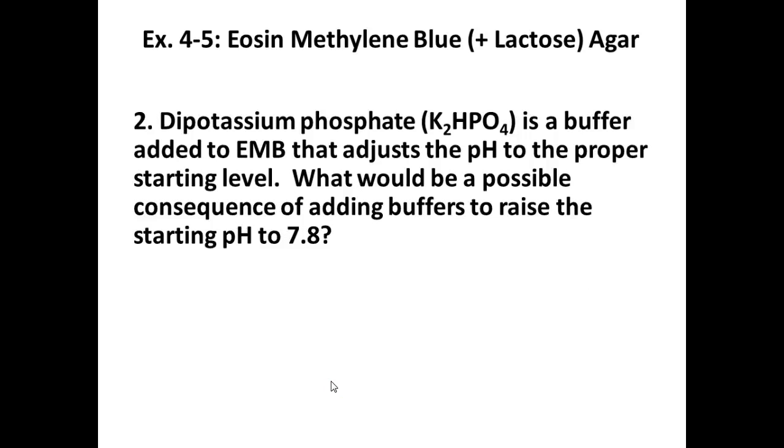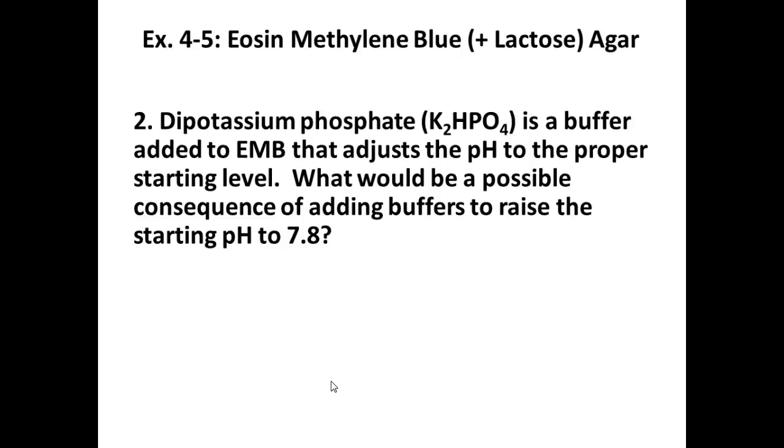Dipotassium phosphate is a buffer that's added to the EMB that helps adjust the pH to the proper starting level. So remember, what are we producing when we ferment? Acids. Does that affect the pH? Yes. And a lot of this media that we utilize for fermentation with acid production, we have buffers. Buffers are always equated to the bumper on your car. It helps cushion the blow when you're in an accident, if somebody bumps you. If someone slams into you, that bumper does you no good. And the same thing here, over time the buffer will get overwhelmed by the acid production.